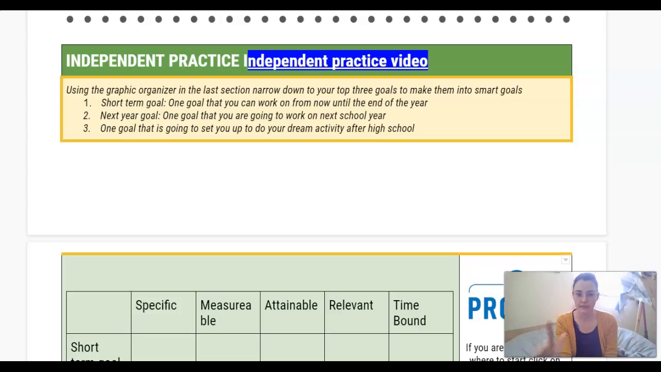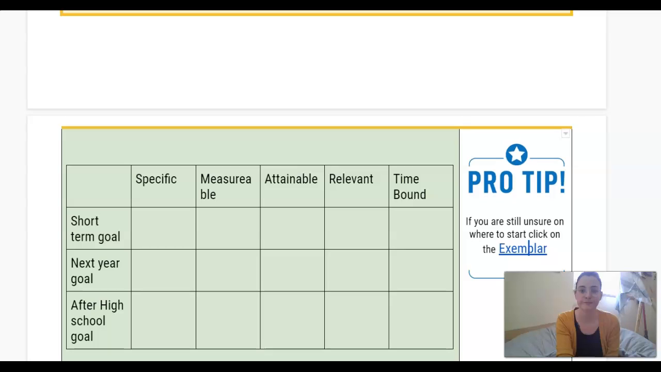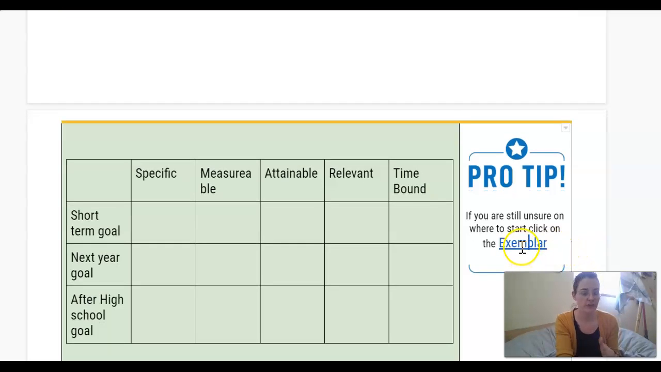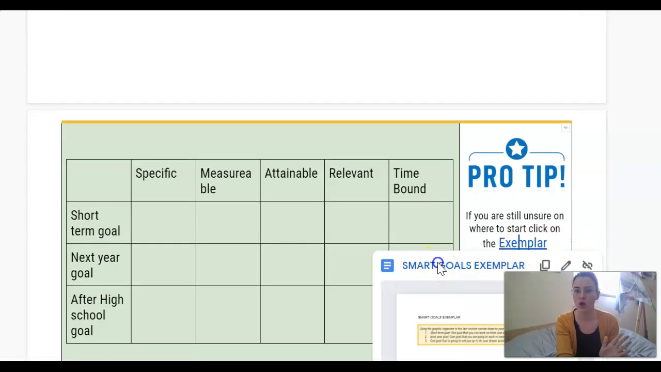So short term, next year goal, one goal is going to set you up for your dream activity after high school. Okay. So if you don't know where to start, we're going to go over the exemplar together.